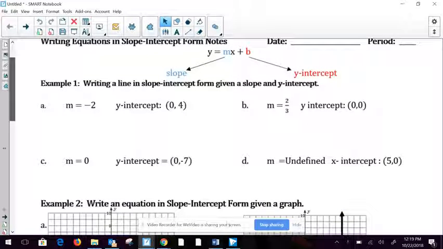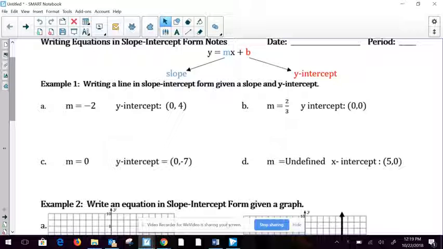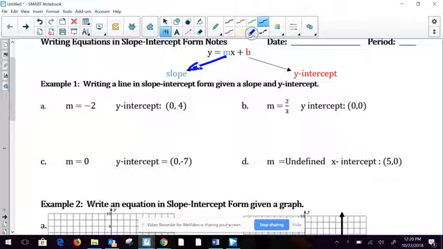Do you remember that equation that included a slope and y-intercept? Yep, slope-intercept form. So if we look at our equation, our m is going to be our slope and our b is going to be our y-intercept.